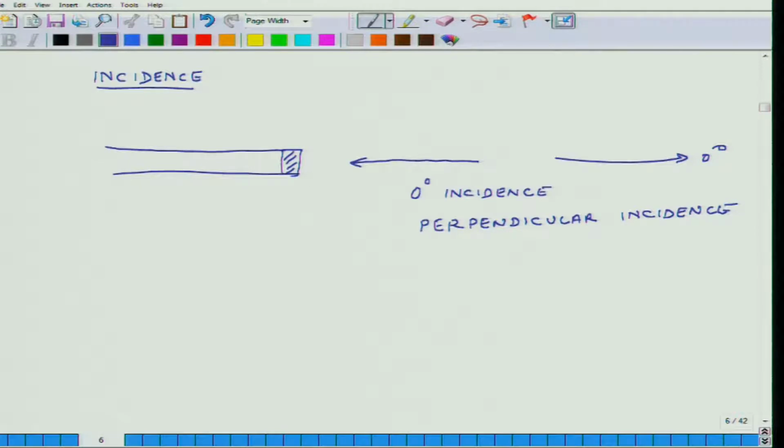If sound comes from this direction or this direction, that's like 90 degrees incidence. And another term which is used quite often is known as grazing incidence. Okay. Now what happens in a room, especially in a room where there are a lot of reflections happening.